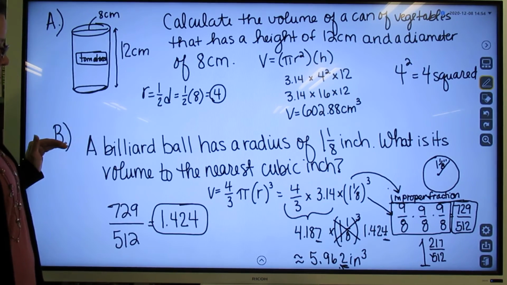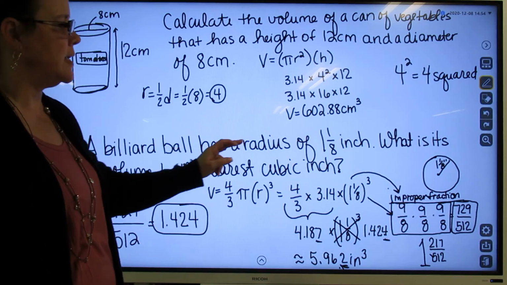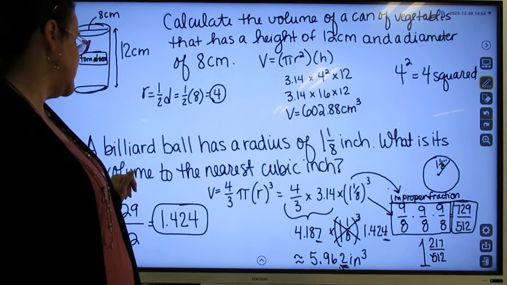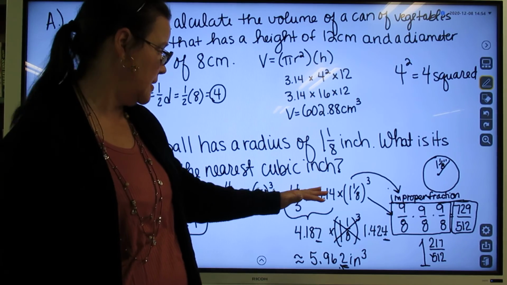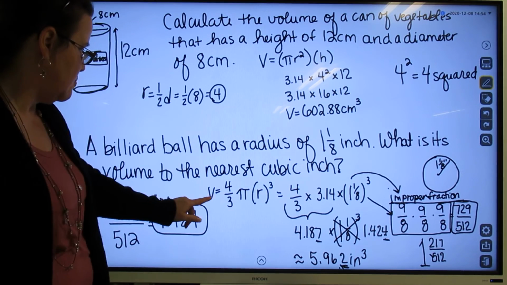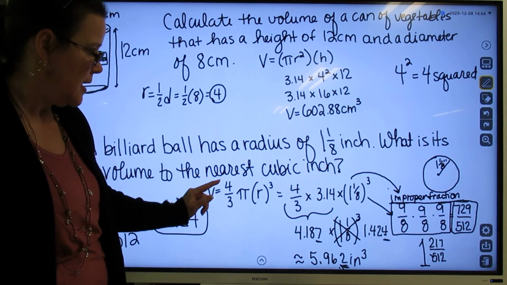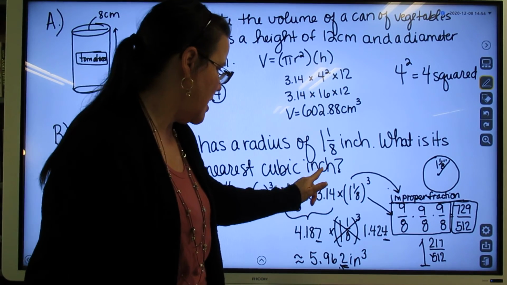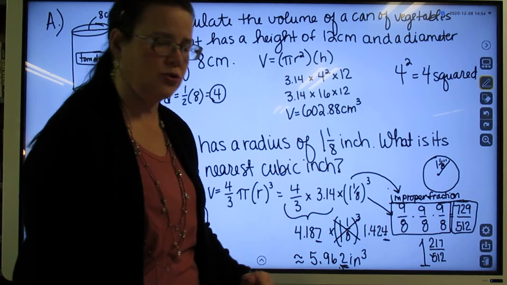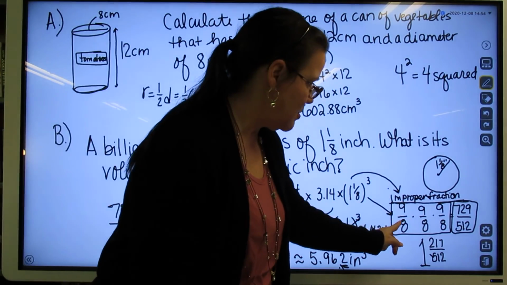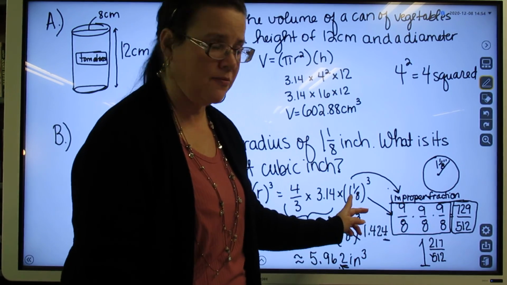Next one was a billiard ball, has a radius of 1 1/8 inches. What is its volume to the nearest cubic inch? And we wrote it out. This would be the volume of a sphere. And this is how we did that. And someone said, well, how do you do 1 1/8 to the 3rd power? And we wrote it out here. We made it an improper fraction.